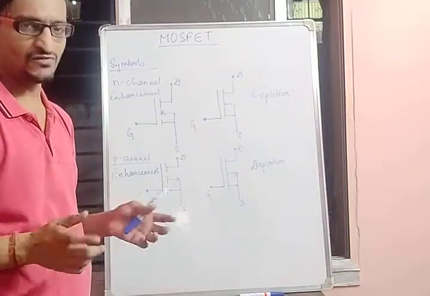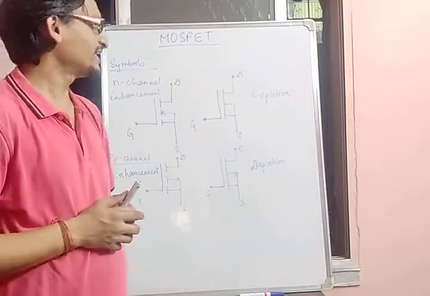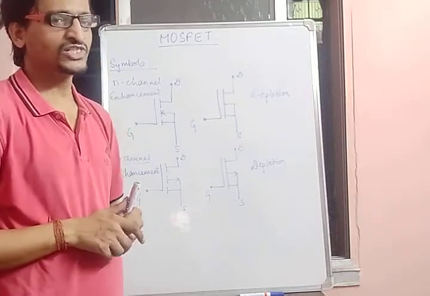So this is all for today. This is the MOSFET. In the next class we will be moving on to the transformer part.